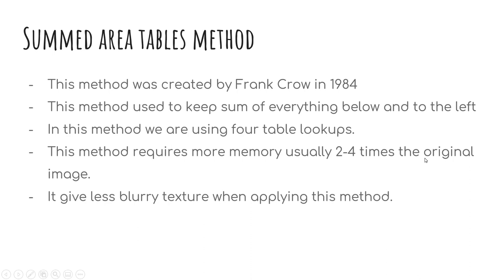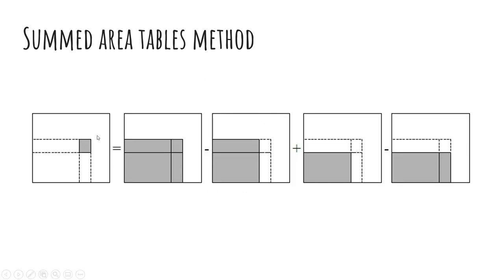The second method is the summed area table method. This method was created by Frank Crow in 1984. This method is used to keep the sum of everything below and to the left. In this method, we are using 4 table lookups. This method requires more memory, usually 2 to 4 times the original image. This means that this method uses a lot of memory. It gets less blurry. This is an example of the 4 lookup table.